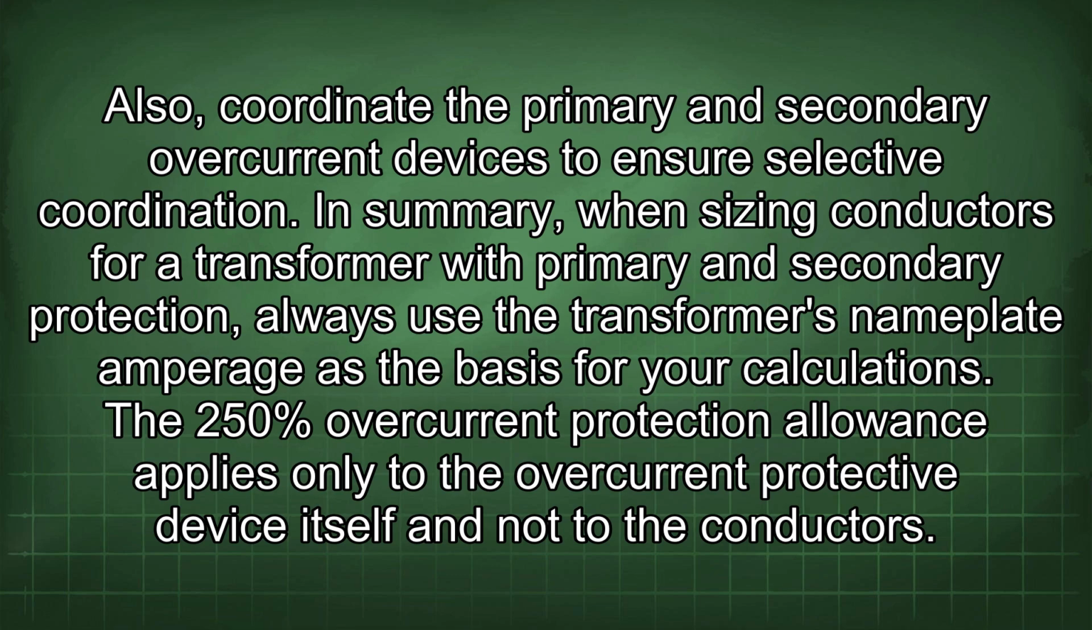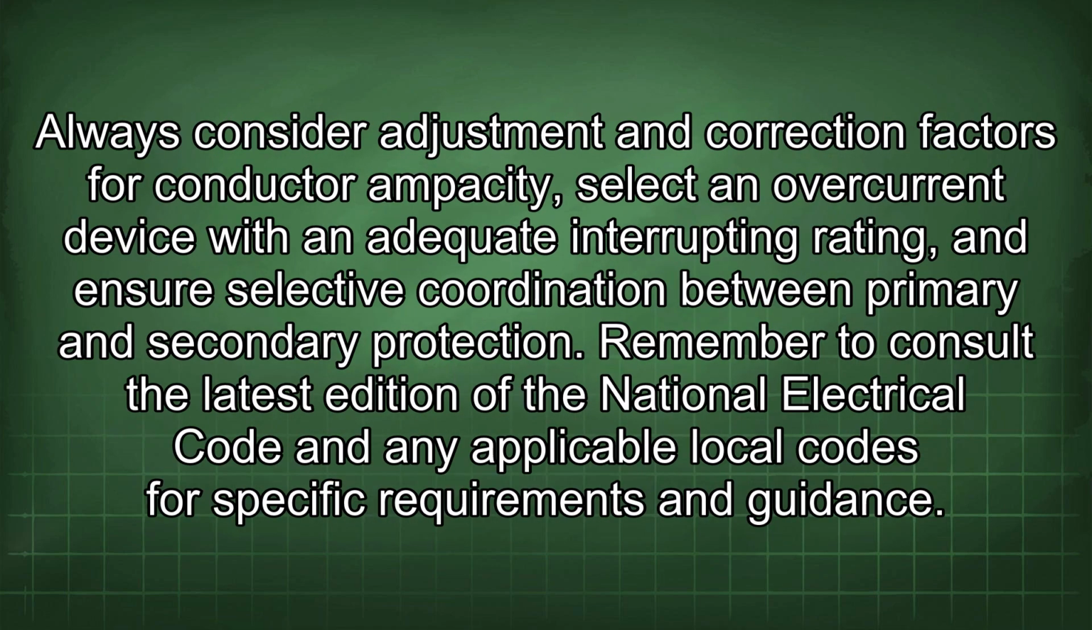In summary, when sizing conductors for a transformer with primary and secondary protection, always use the transformer's nameplate amperage as the basis for your calculations. The 250% overcurrent protection allowance applies only to the overcurrent protective device itself and not to the conductors. Always consider adjustment and correction factors for conductor ampacity. Select an overcurrent device with an adequate interrupting rating and ensure selective coordination between primary and secondary protection. Remember to consult the latest edition of the National Electrical Code and any applicable local codes for specific requirements and guidance.